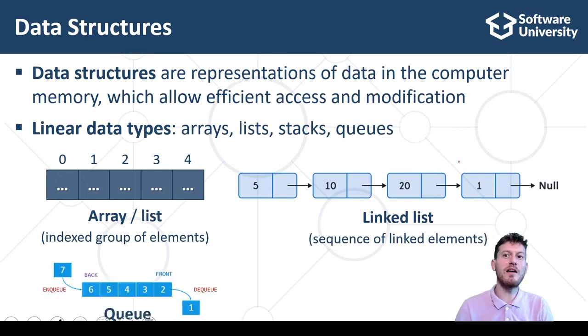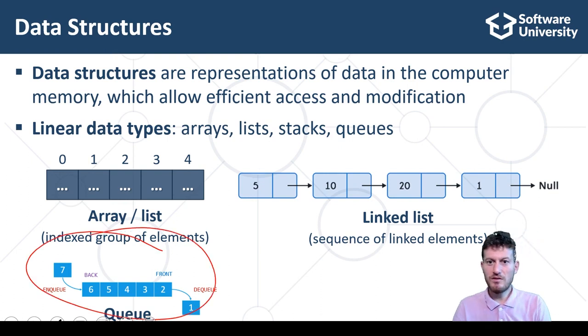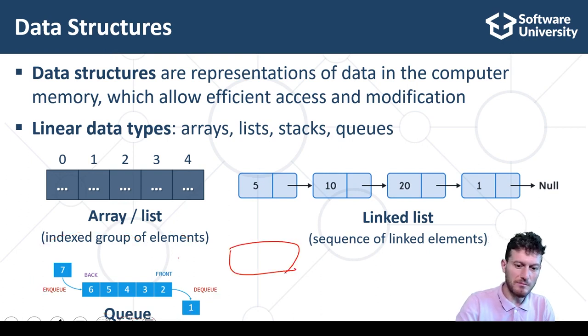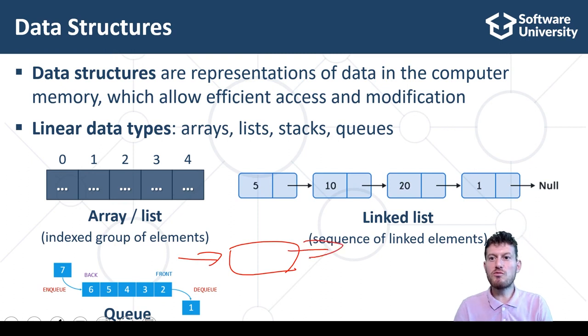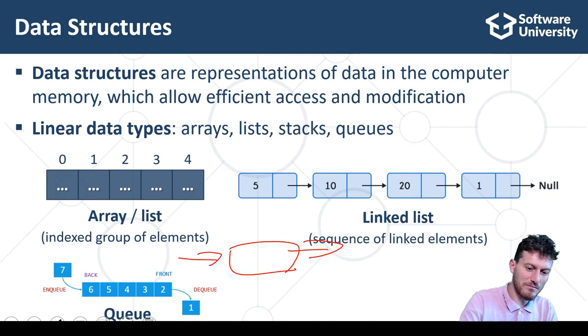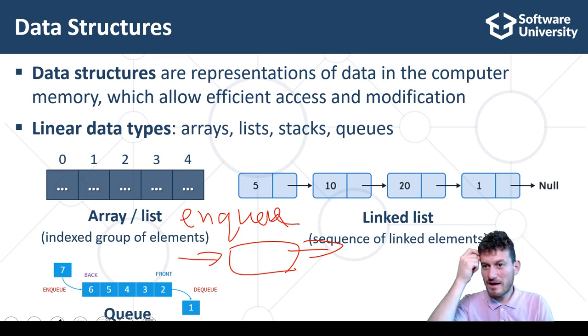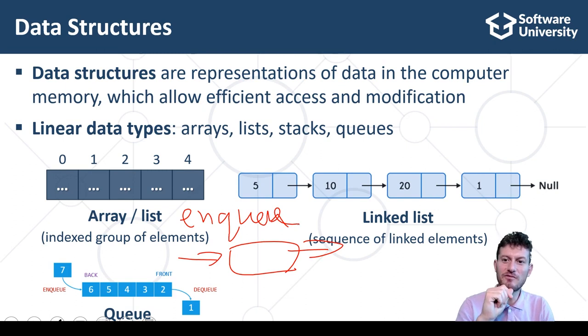This is an example of an array-based queue. This is the queue data structure, which works on the principle FIFO: first in, first out. Elements are appended in the queue at its left end, at its back. This operation is called enqueue. Elements are taken from the queue from its right end, from its front. This operation is called dequeue.